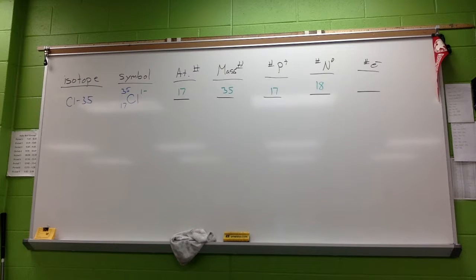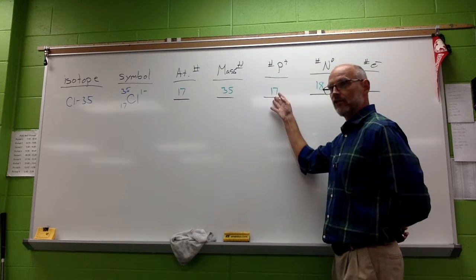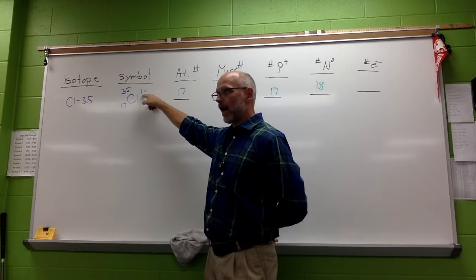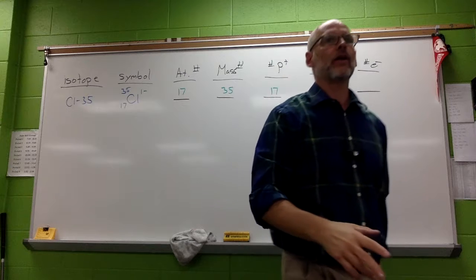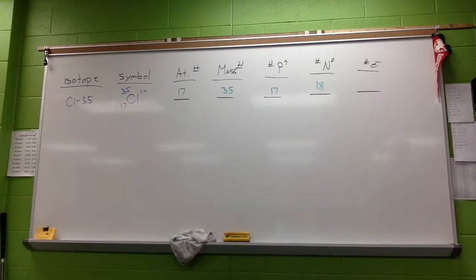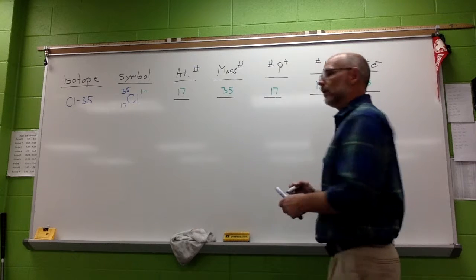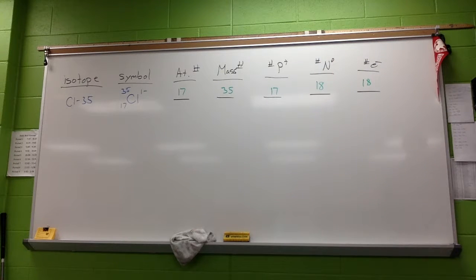And lastly, how many electrons in this species? 18. Why are there 18? Well, they normally have 17, but it's a 1 minus ion, which means it has acquired an extra electron, therefore 18. Does this ring a bell at all?